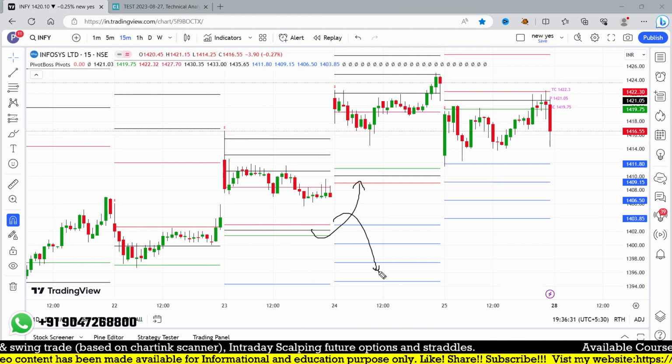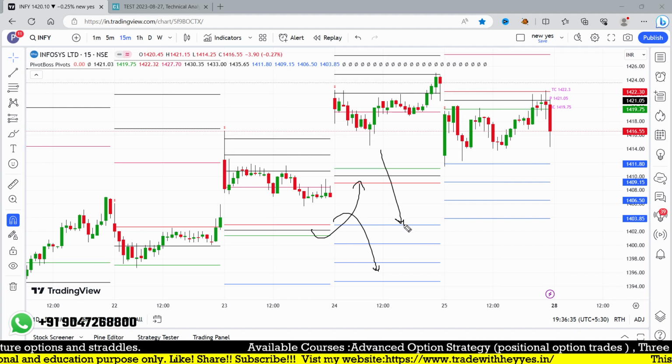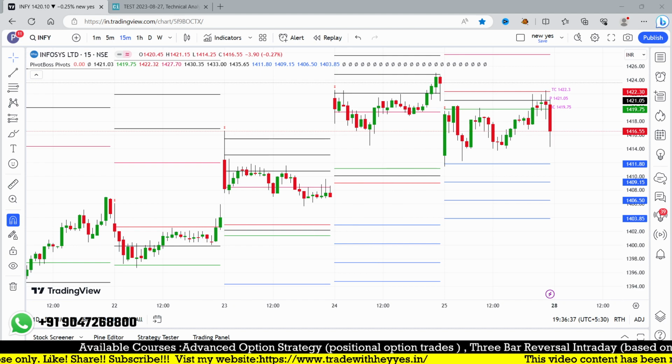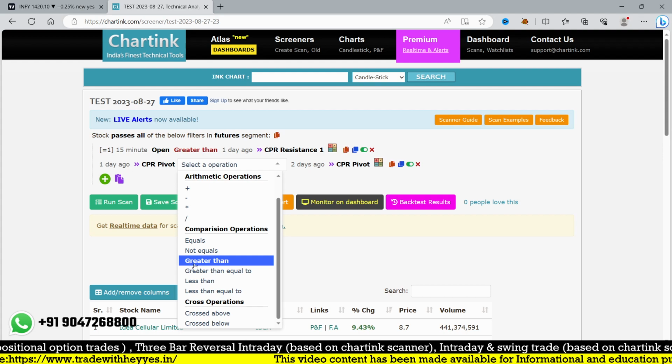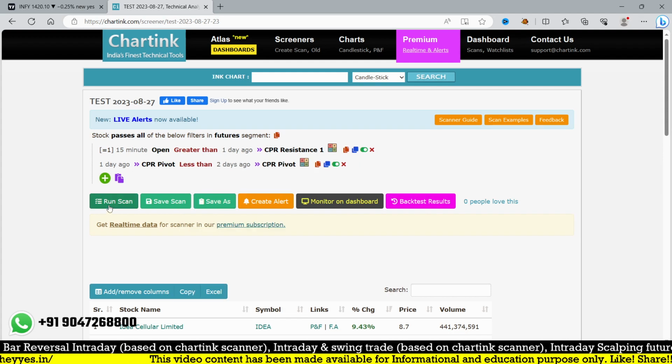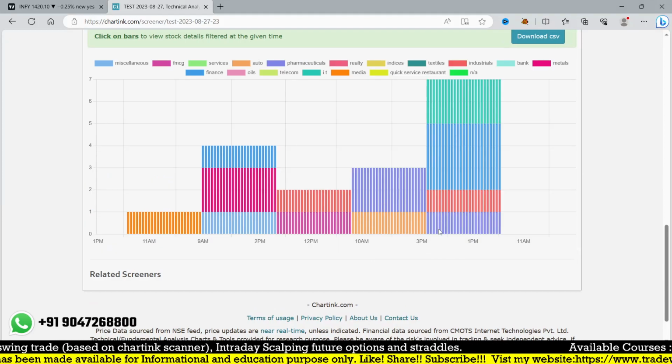But if the CPR is lower than the previous one, we are expecting a trend reversal. That is also something we can add. For a trend reversal at this point, we can simply use the CPR level, and we can even use the BC and TC also. It's less than BC and TC. That would be even better.